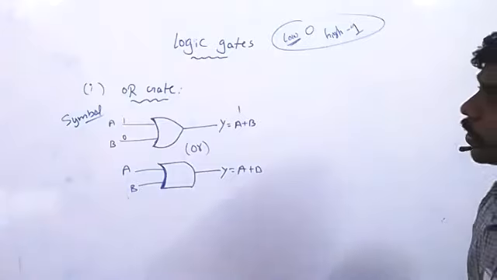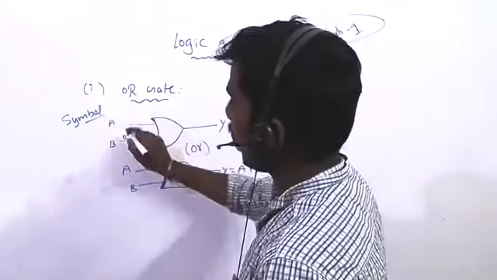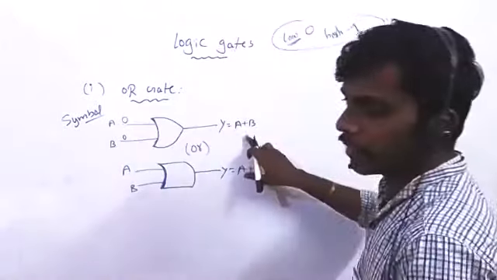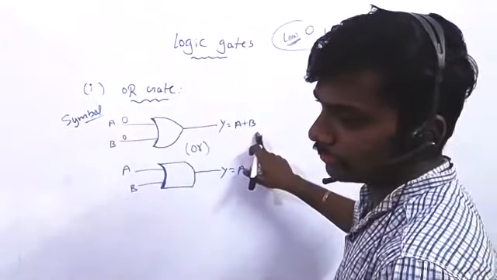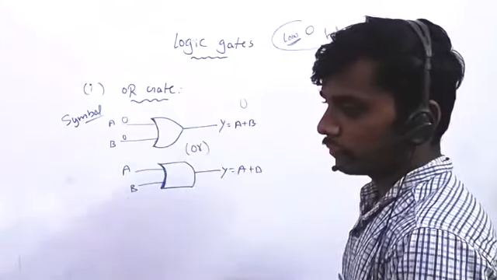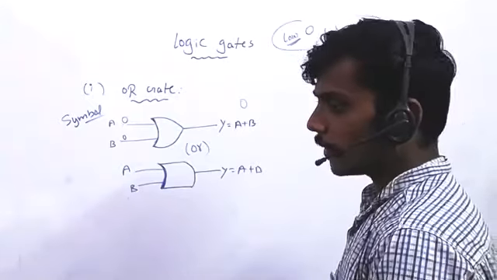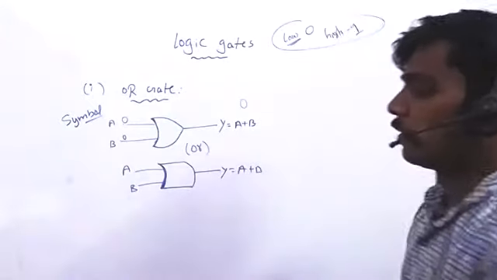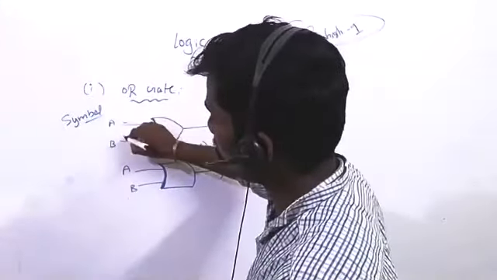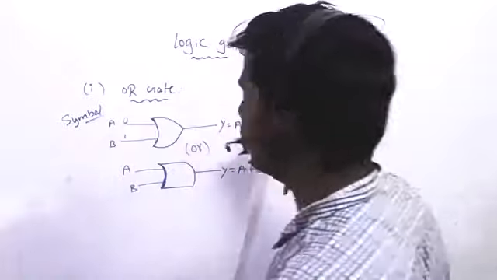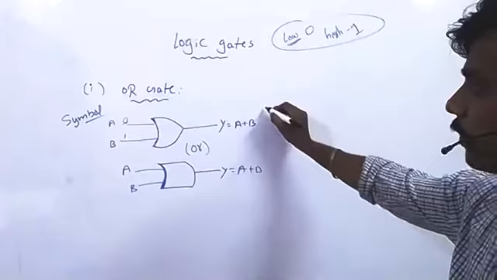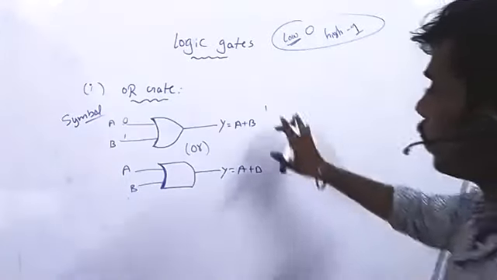Suppose I give 0, low input, both are low. What output will you get? 0 plus 0, how much? Tejaswini, am I clear? Yes, sir. Suppose I give B as 1 and A as 0. How much output will I get, Prisha? 1, sir. So it's 1. So you can understand that.